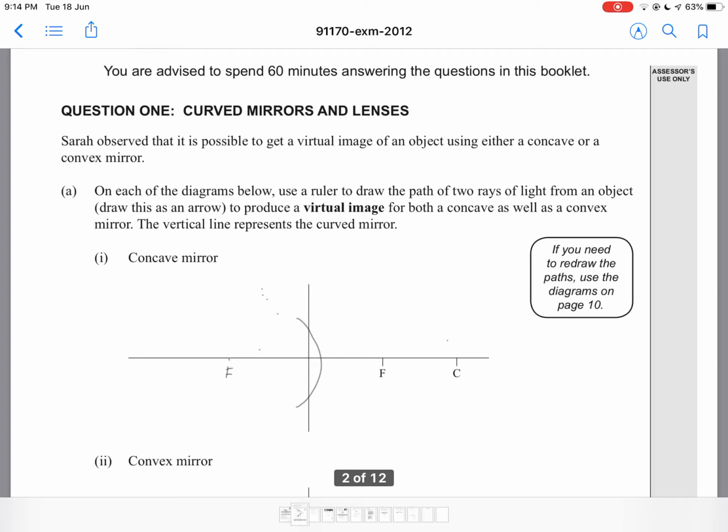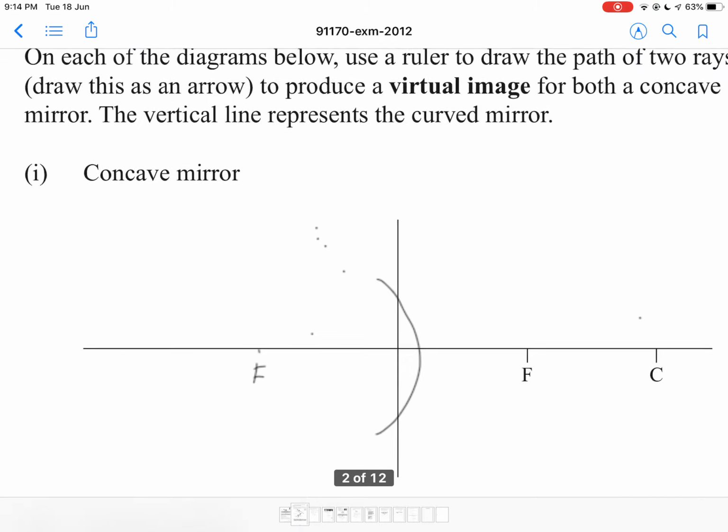Okay, so question 1, curved mirrors and lenses. Sara observed that it is possible to get a virtual image of an object using either a concave or a convex mirror. On each of the diagrams below, use a ruler to draw the path of two rays of light from an object, drawn as an arrow, to produce a virtual image for both a concave as well as a convex mirror. The vertical line represents the curved mirror.